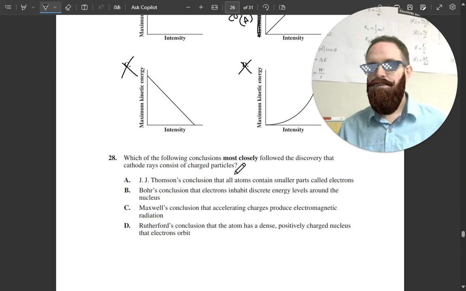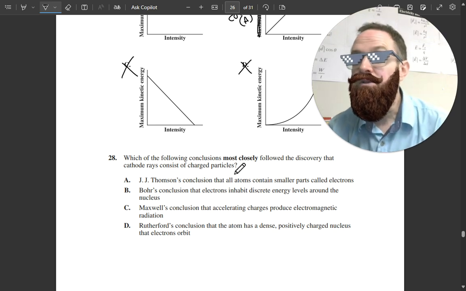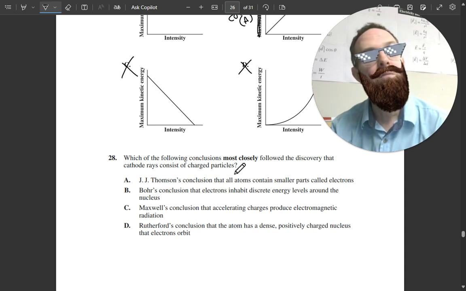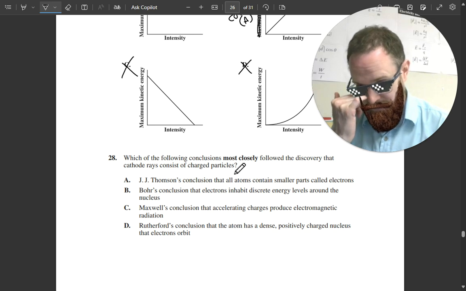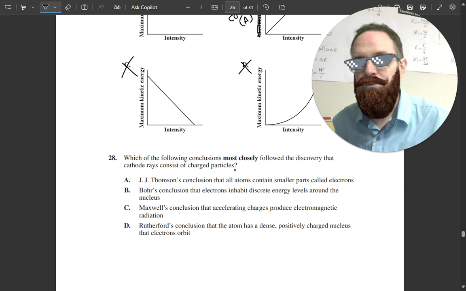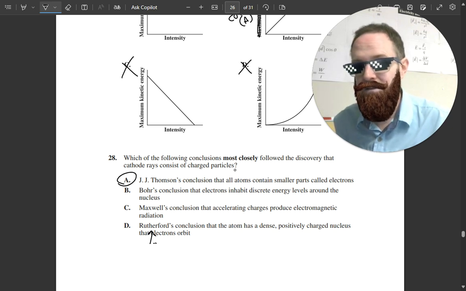Okay. Which of the following conclusions most closely describes the cathode ray? So who is the cathode ray? We got Dalton as the first one with the billiard ball model. Then J.J. Thomson, then Rutherford, then Bohr. So J.J. Thomson was the cathode ray guy. Rutherford was the gold foil, right? So this guy here did the gold foil.